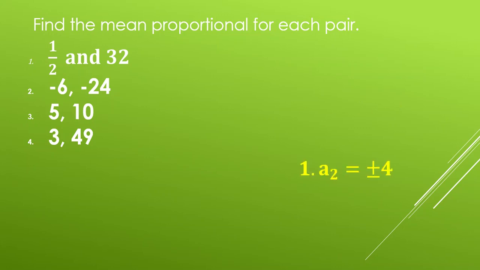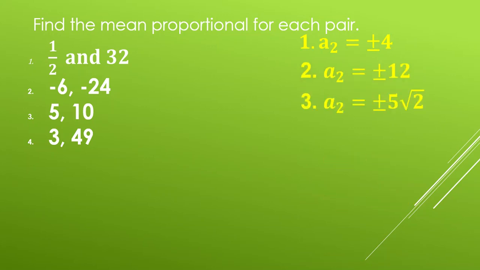So for number 1, the correct answer is positive negative 4. For number 2, the second term is positive negative 12. Number 3, the geometric mean is positive negative 5 square root of 2. And last one is positive negative 7 square root of 3. So make sure you understand also the concept of radicals.